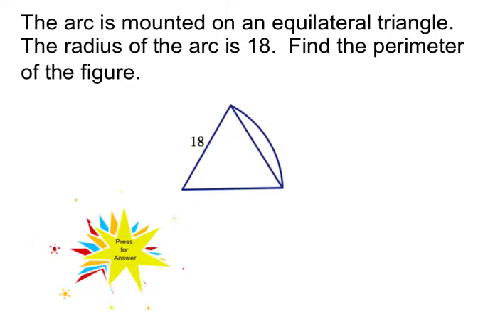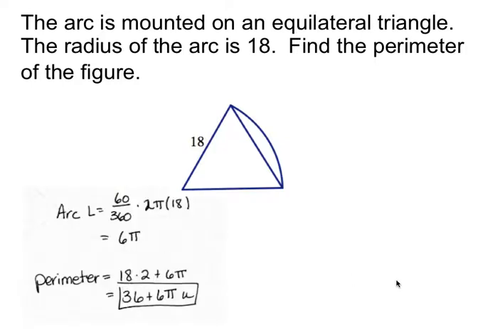Next, I would like to have you give this a try. Press pause, and when you're ready to see the answer, press play again. Since this is an equilateral triangle, each of the angles in my triangle is 60 degrees. So if this angle right here is 60 degrees, I know this arc is 60 degrees. So I first found my arc length by taking 60 divided by 360 and multiplying it by the circumference, which happens to be 2 pi times my radius, or 2 pi times 18. When this is all simplified, I find my arc is 6 pi.